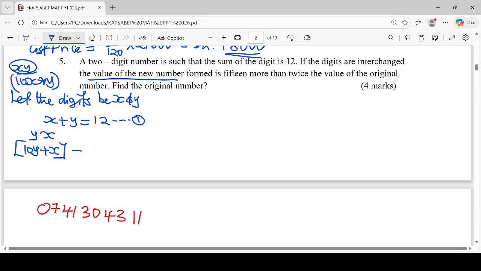Twice the original number means 2 times 10x plus y. The new number formed is 15 more than twice the value of the original number. So the difference between the new number and twice the original number is 15. When you open these brackets, ladies and gentlemen, this will be 10y plus x minus 20x minus 2y is equivalent to 15. Let's break it down.